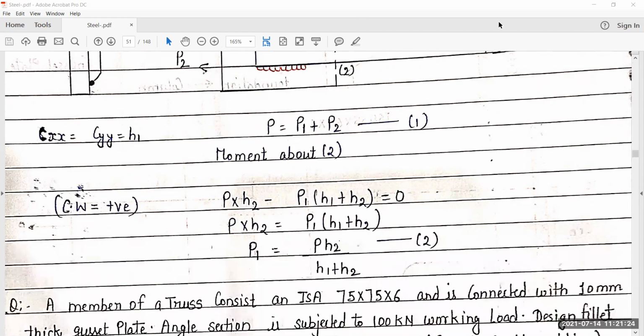This is the value of the moment about P. Taking P equal to P1 plus P2 in our first equation, the moment about 2 is positive.